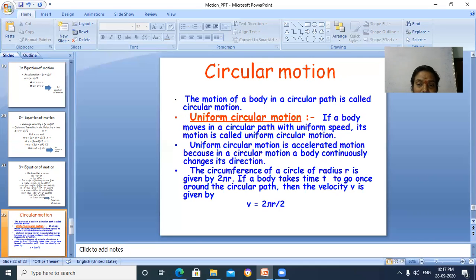To find the velocity here, it is distance by time. The total distance traveled is the circumference of the path with radius r. A circumference of 2 pi r is covered in a time lapse of, say, 2 seconds, whatever it will be. So 2 pi r by time gives the velocity, called the orbital velocity or circular velocity in the case of circular motion. So this is all about the motion topic.